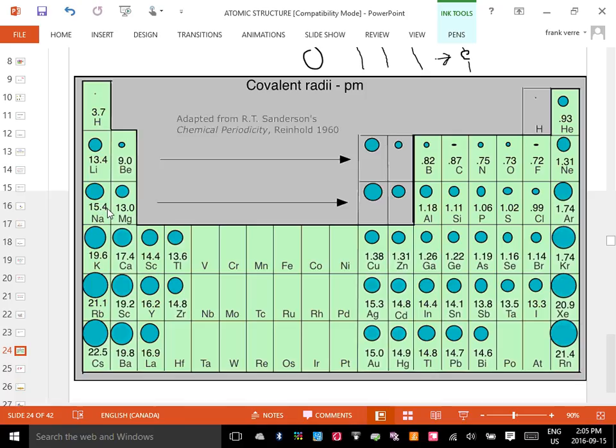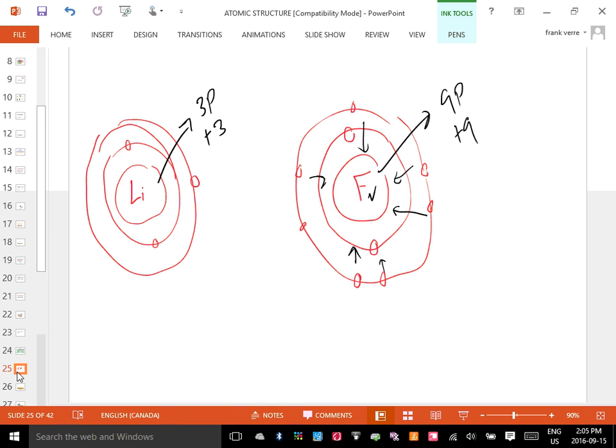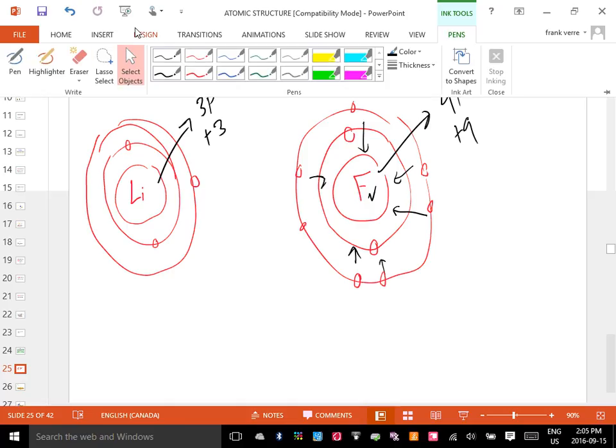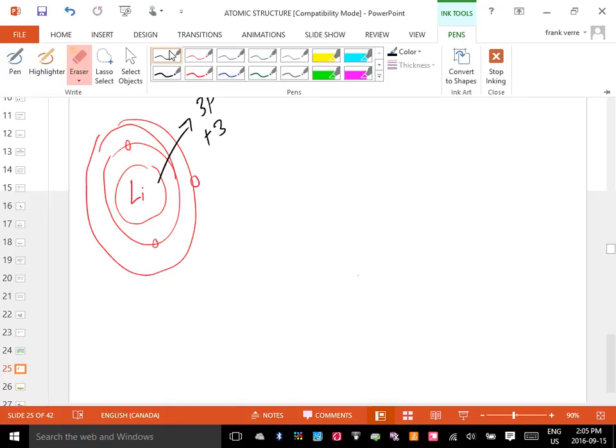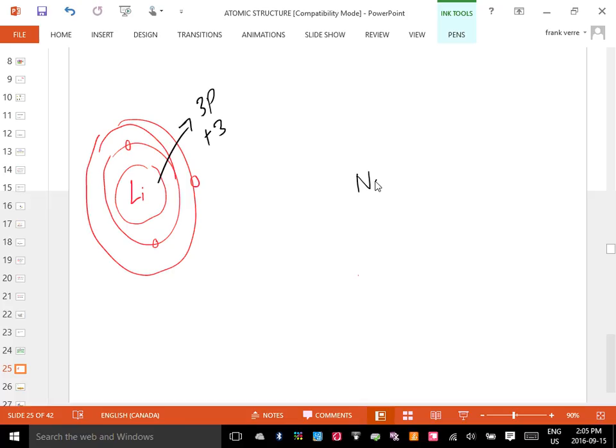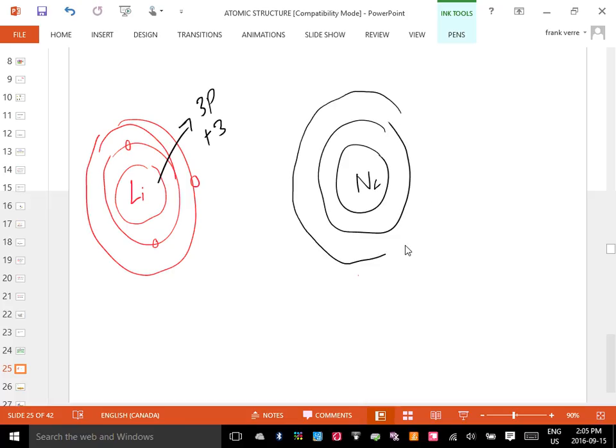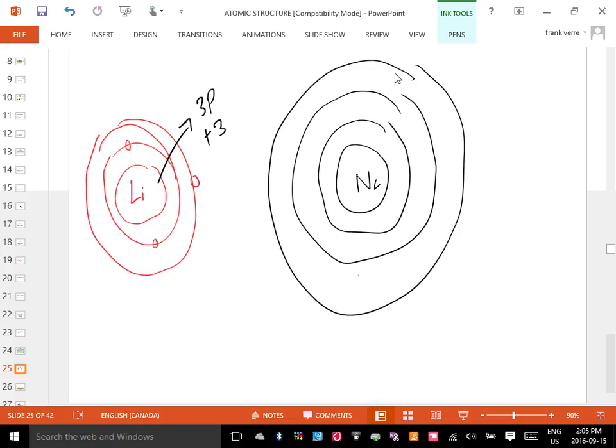Okay, you know sodium's bigger. Okay, let's think about sodium now. So if I was to draw sodium, can I erase fluorine for a second? Let me erase this. Okay, so let's draw sodium. Okay, so here's sodium, and here's the nucleus. Sodium's got 1, 2, 3 rings.